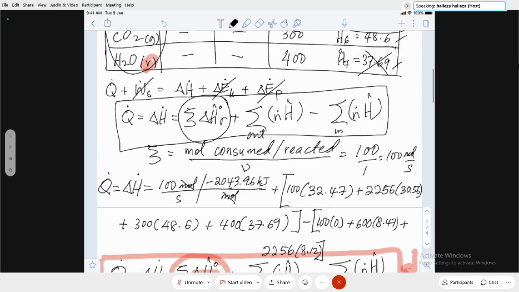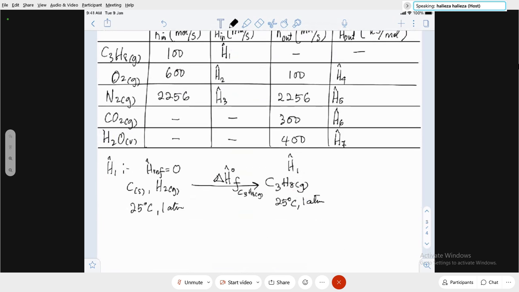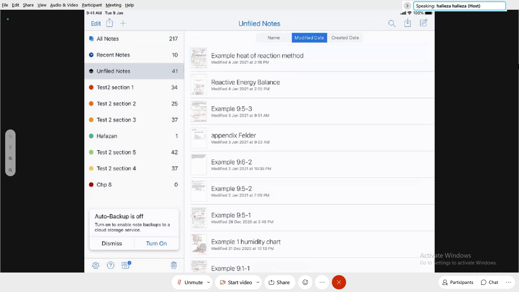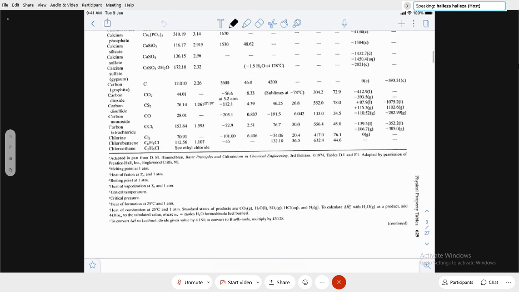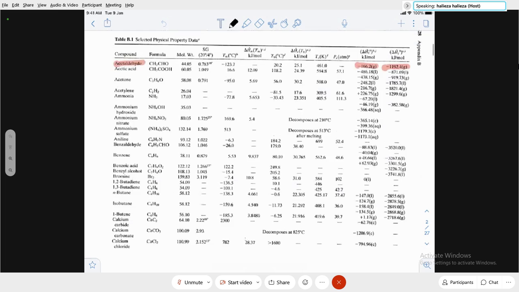So how do we get that value? You should be looking up appendix B1. Let's go to B1 for propane. Where is my appendix? Let's look for propane. Is this B1? Yes, this is B1.